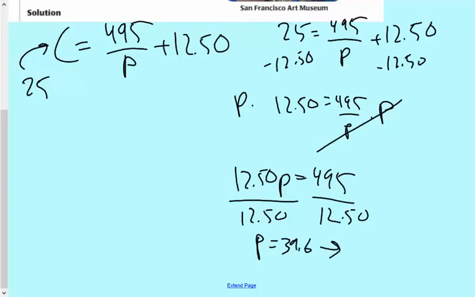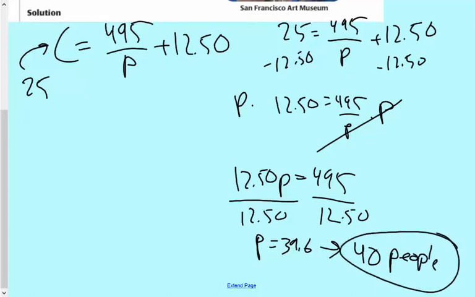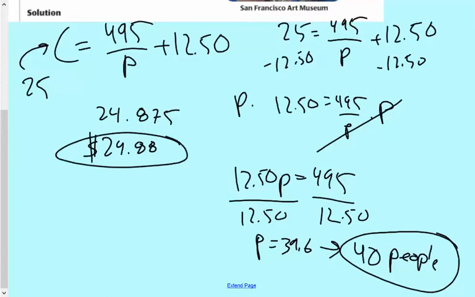But we can't have a decimal value of people. And if I go 39, it'll be over 25 bucks. So what I want to say is 40 people so that it costs slightly less than 25 bucks. So if you do 495 divided by 40 people plus the $12.50 for the museum ticket, it costs $24.88. So there you go.